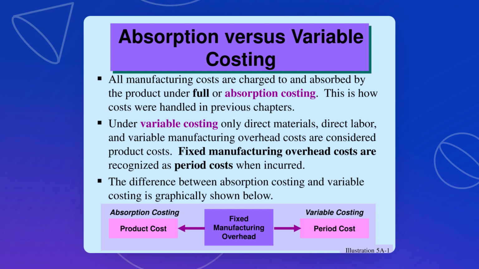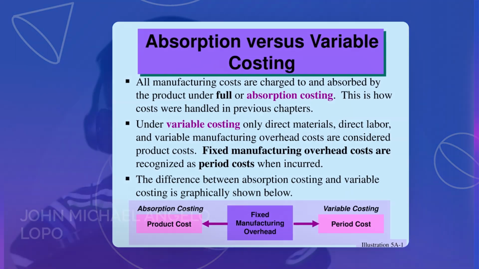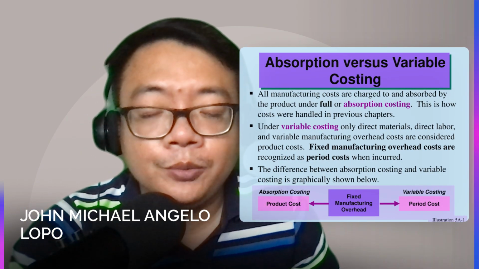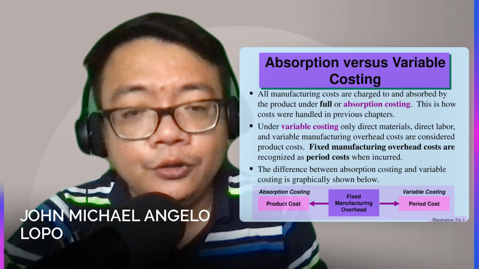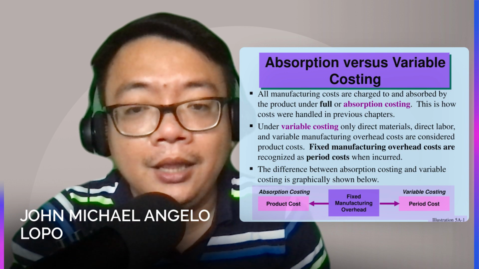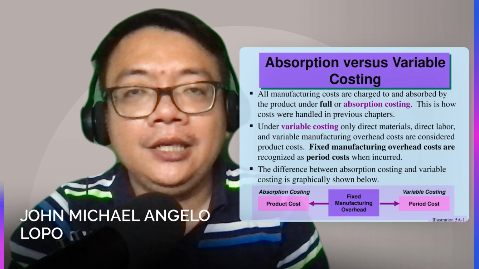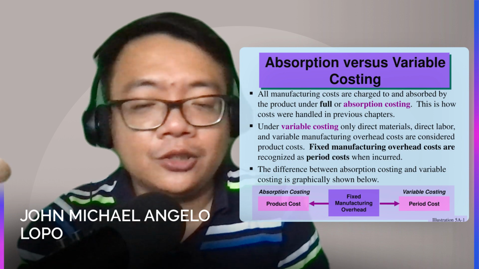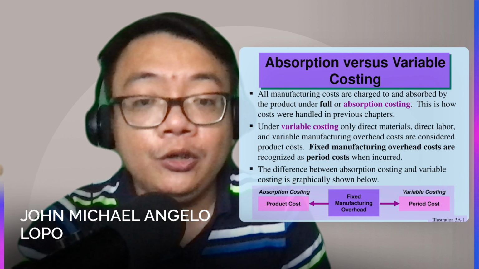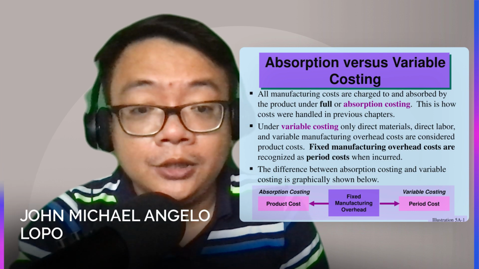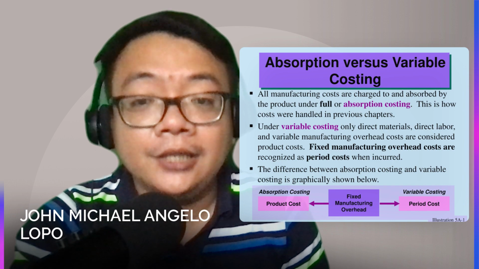Alright. So, in terms of manufacturing, all manufacturing costs are charged to and absorbed by the product under the full or absorption costing. By the way, class, when you say absorption costing, it is also known as full costing. It is your usual, basically your external format. So sales minus cost of sales is equal to the gross profit, minus OPEX, and you have your net income. That's your full or absorption costing. Yan yung ginagamit natin sa financial accounting.